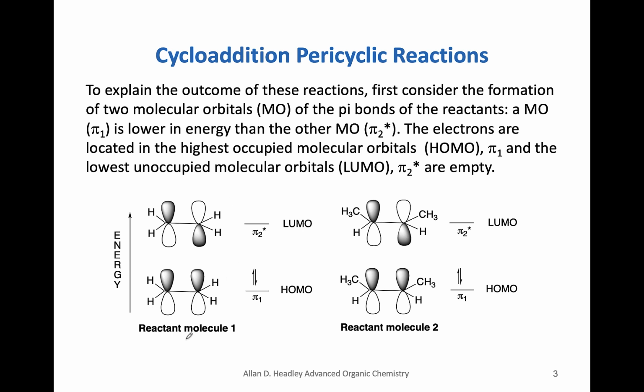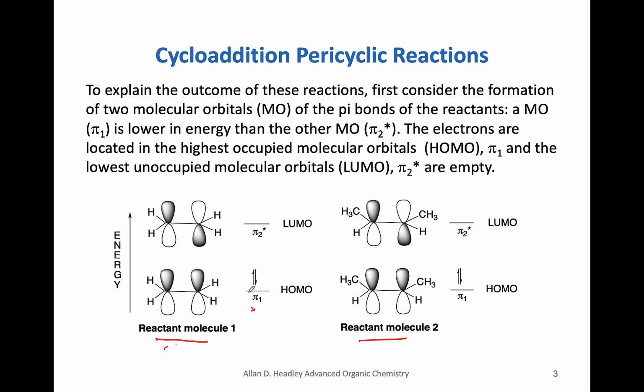So we'll have to look at the molecular orbitals for the pi bonds of both reactants. So here's reactant 1 and here's reactant 2, looking at the reactions we did on the previous slide. Here is the pi molecular orbital. We have 2 electrons in the pi bond, and there are 2 pi molecular orbitals, a bonding and an anti-bonding, or pi 1 and pi 2 star.